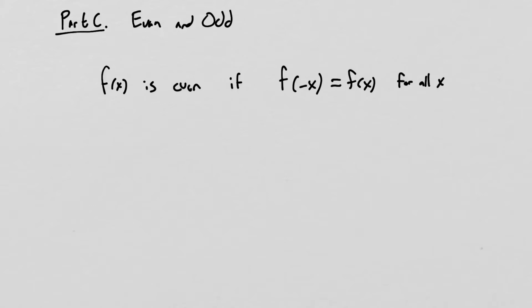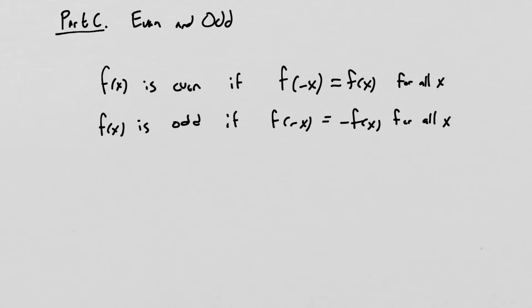And we say that a function f of x is odd if f evaluated at negative x is equal to a negative f of x for all x. With this, let's just go ahead and state which trig functions are even or which are odd, and then we'll prove it.